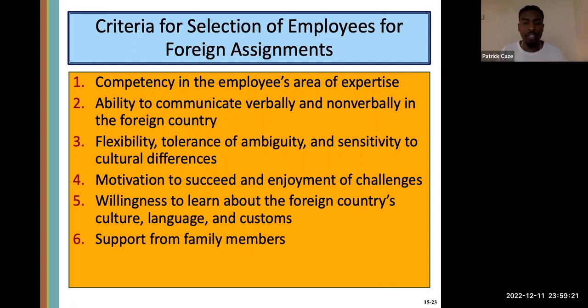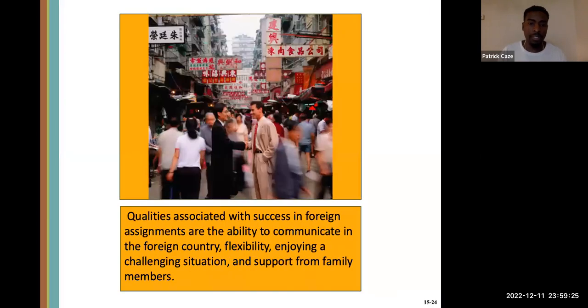Willingness to learn about the foreign country's culture, language, and customs, support from family members, right? So it's important that you have support from the people that support you, right? Your support network. You want to make sure that they are okay with it, that we're going to a different place, because in most cases people take their family with them. Okay. And so it's a big decision that has to be agreed upon by everyone in the family. Okay.